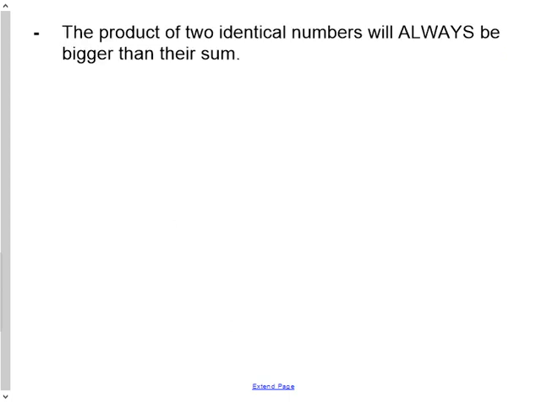The next true or false says the product of two identical numbers will always be bigger than their sum. Now I have a confession to make. When I made this question, I thought the answer was going to be true, but then I realized there are instances where it will be false. And let me show you when.